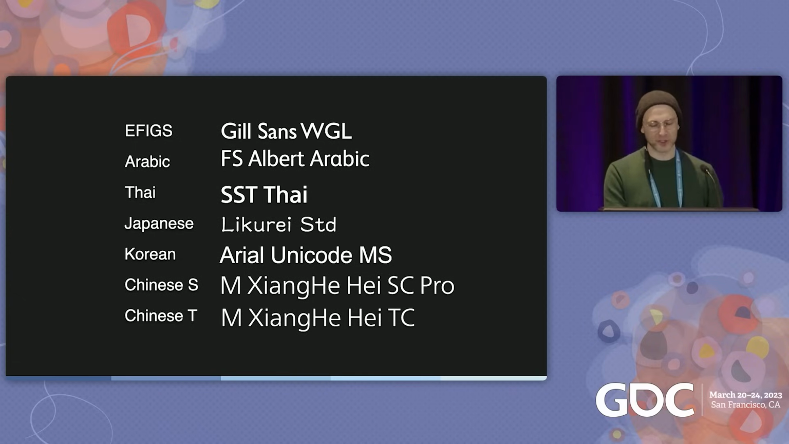However, there's a number of regions that often require specialized fonts, as your eFigs font just doesn't have the glyphs. Thai, Arabic, Japanese, Korean, Chinese often require entirely separate fonts. We actually lucked out. Gill Sans already supports Cyrillic, so we didn't need an additional font for Russian.